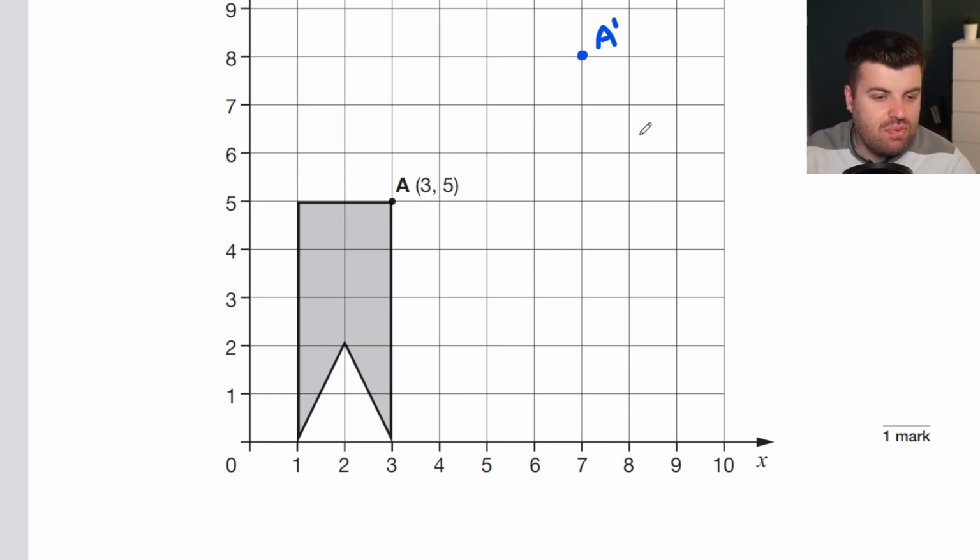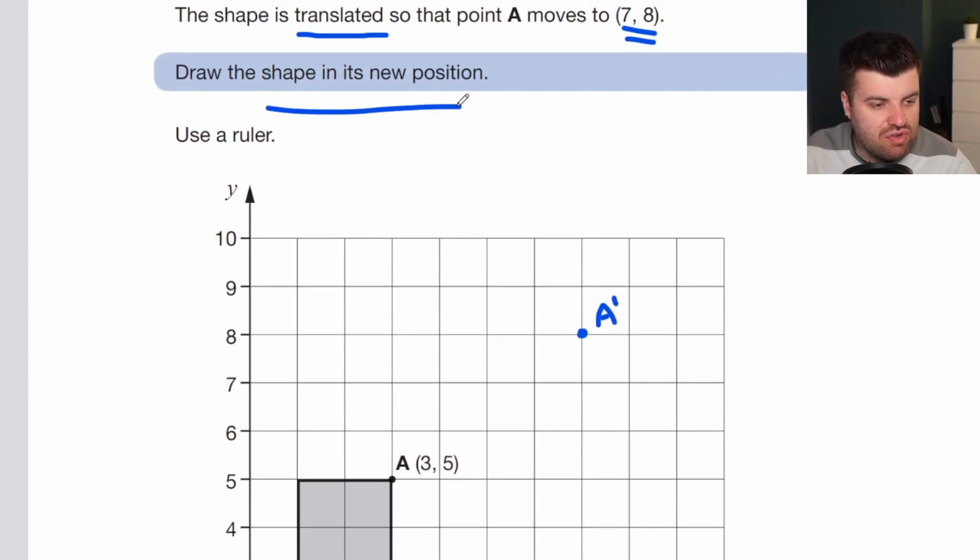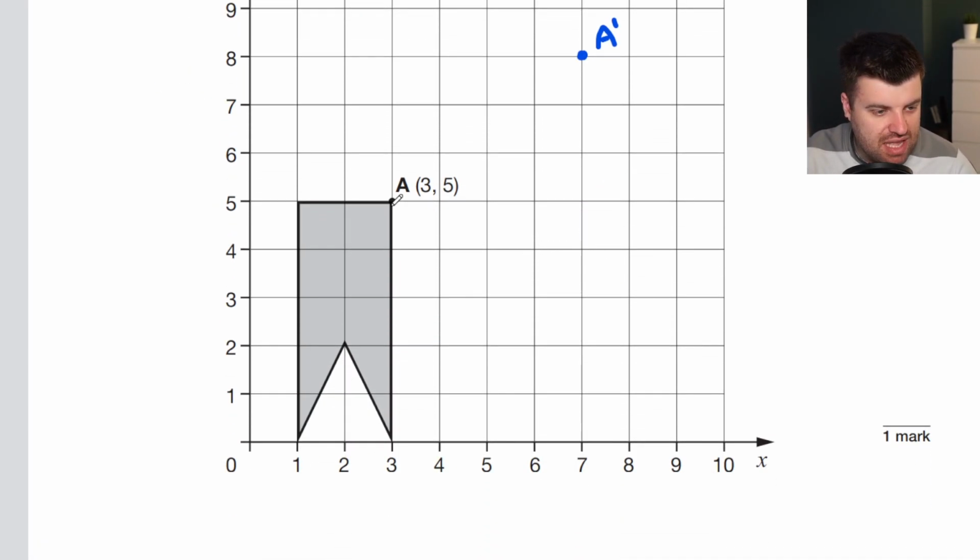So if that's the new point A, what we need to do is draw the rest of the shape in the new position. So think, from point A, we go left 2. So in our new point A, we go left 2. Now we're here. What do we do when we get here? We go 1, 2, 3, 4, 5 down. So let's do that too. 1, 2, 3, 4, 5 down. Cool. Now we're down here.